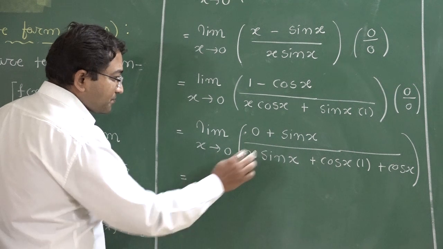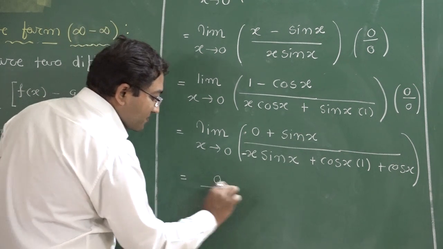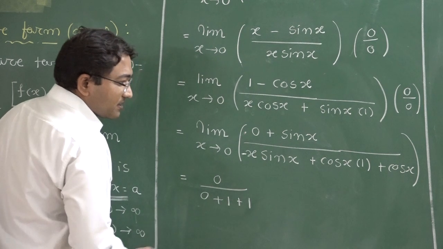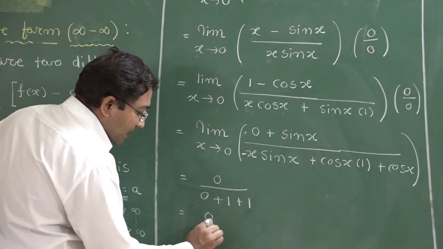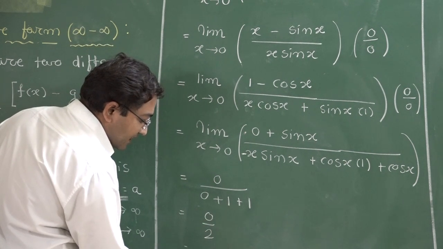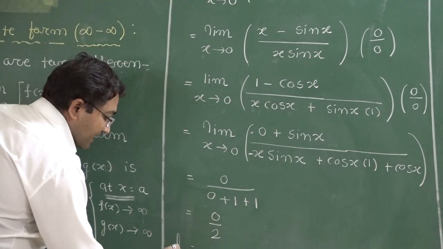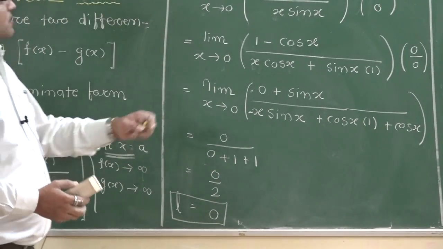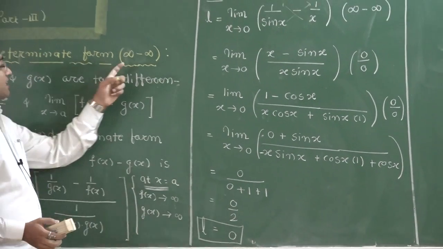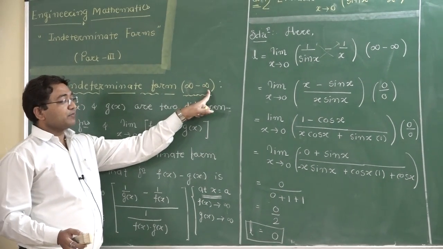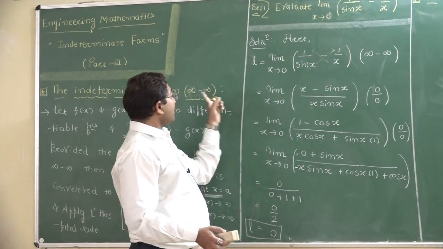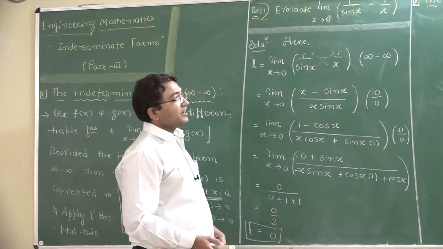So we get sine 0 is 0, and the denominator is 0 plus 1 plus 1, so 0 by 2, and that is 0. So our limit L equals 0. That is the way or procedure to evaluate a limit of the form infinite minus infinite.